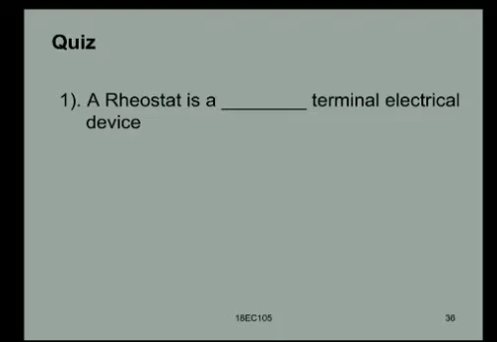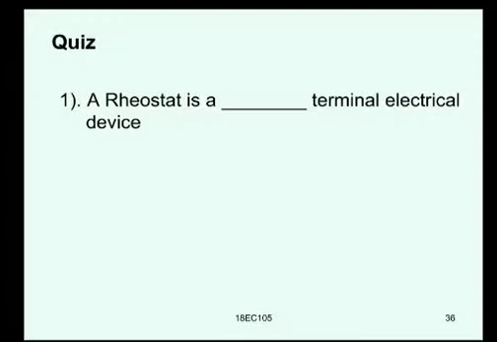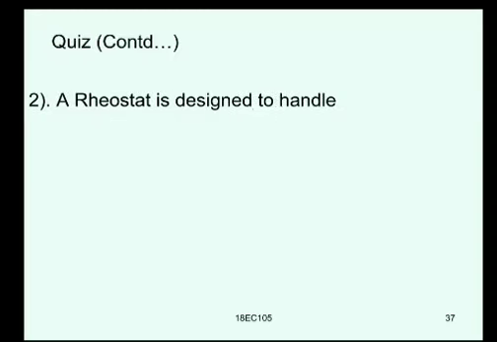Now coming back, let us see some quiz points just to recollect what we have learnt in the previous session. A rheostat is a dash terminal electrical device. How many terminals does it have? 2, 3, 4 or 5, we have choices. So it is going to have only 2 terminals.